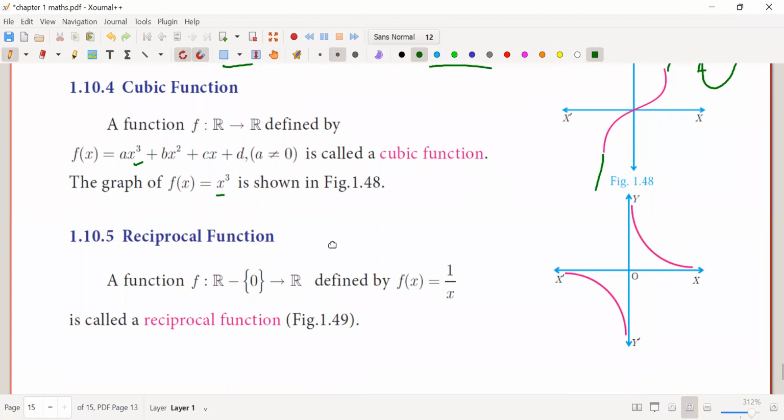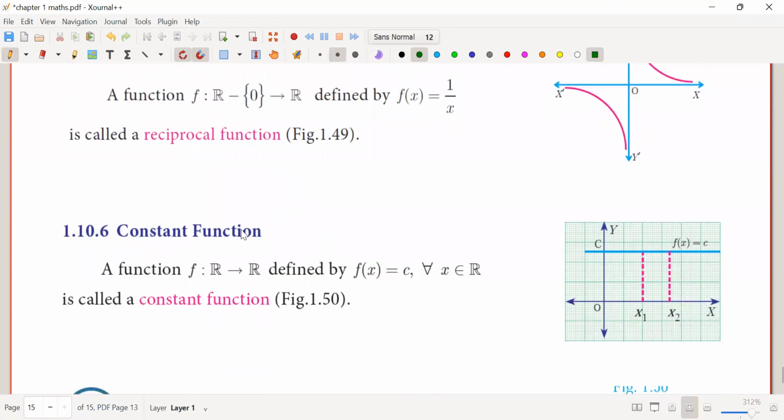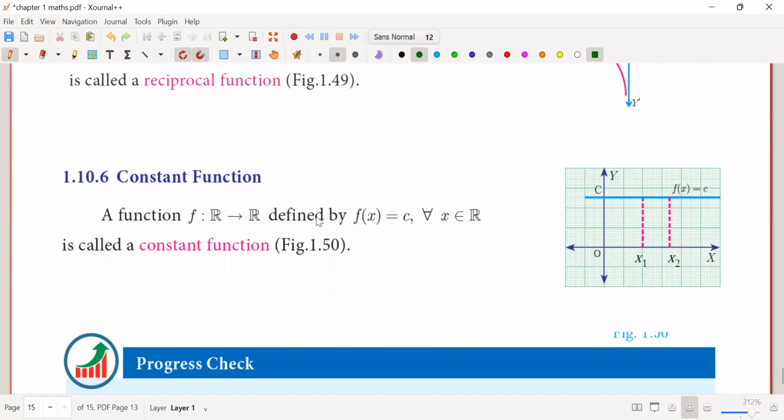All right. And if it's a reciprocal function, for 1, it is 1 by x. For 2, 1 by 2. For 3, it goes on. Then we'll have a reciprocal function. It has both ways. All right, reciprocal function. And what is a constant function? A constant function is where it doesn't change for any values. That is f of x equal to 5, or c means 5 or 10 or minus 10, whatever it is, let it be.